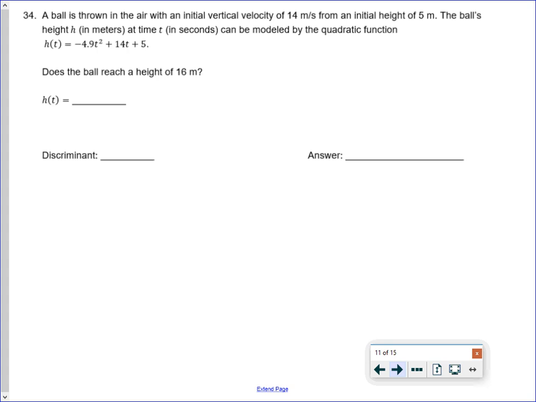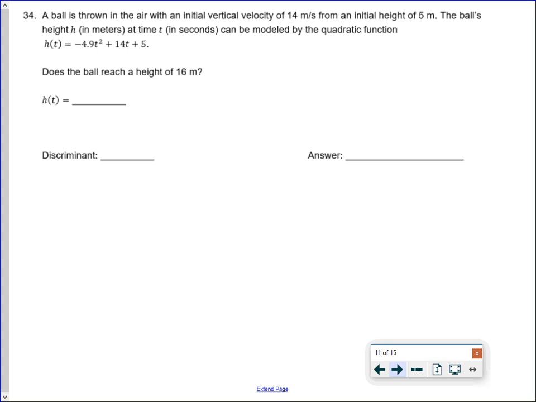Number 34, we're told a ball is in the air with an initial vertical velocity of 14 meters per second from an initial height of 5 meters. The ball's height h in meters at time t in seconds can be modeled by the quadratic function h of t equals -4.9t squared plus 14t plus 5. We're asked, does the ball reach a height of 16 meters? We're only asked if it reaches that height, not when. Remember, we don't need the solution. All we need is the discriminant, because the discriminant will tell us if the height actually exists or not.